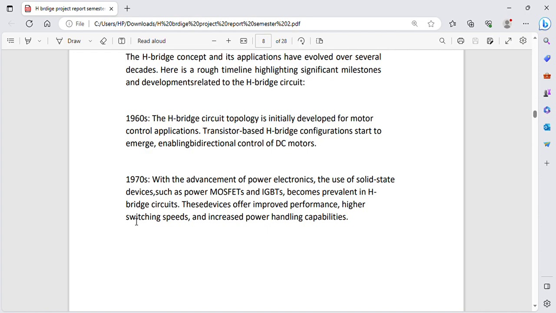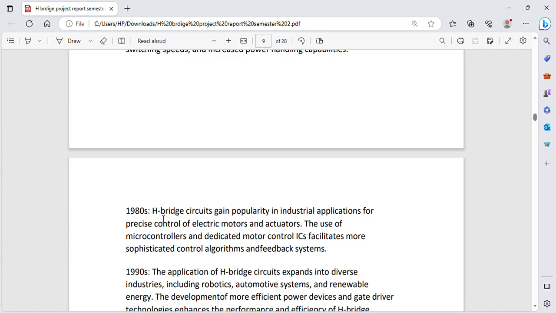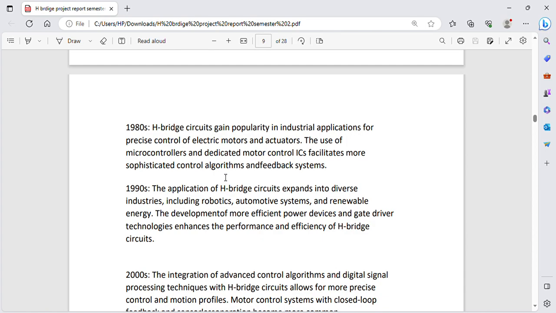We use solid state devices such as power MOSFETs and IGBTs, which became prevalent in H-bridge circuits. These devices offered improved performance, higher switching speeds, and increased power handling capabilities. And next, in the 1980s, H-bridges gained popularity in industrial applications for precise control of electric motors and actuators. The use of microcontrollers and dedicated motor control facilitated more sophisticated control algorithms and feedback systems.